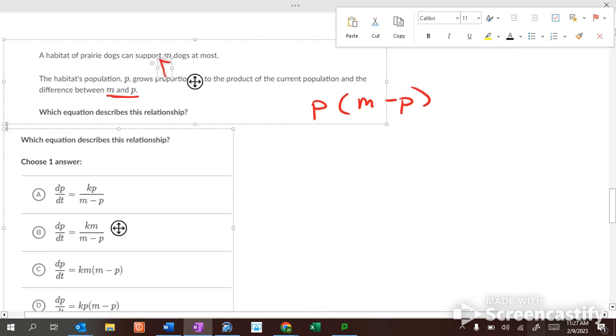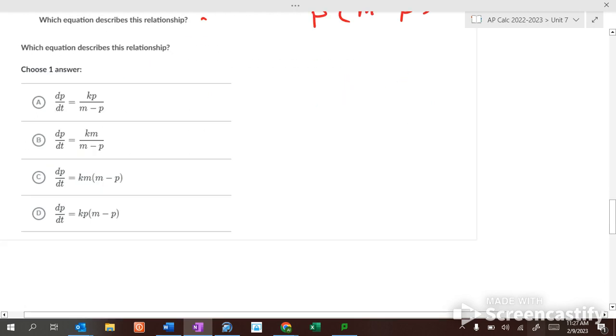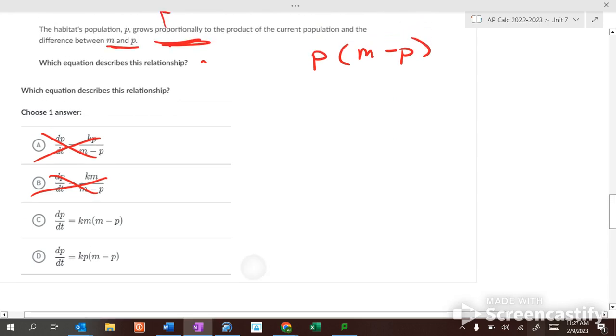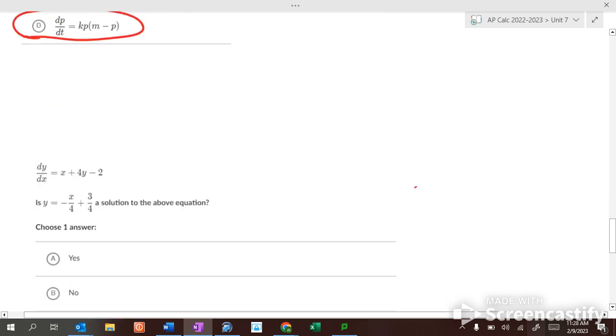And it's proportional to that. It doesn't say anything about being inverse. So there's nothing to do with inverse. And so if it grows by that, what's the difference between these two? Oh, that's K sub M. So it has to be this one, KP. Okay? So that's the basics of that.